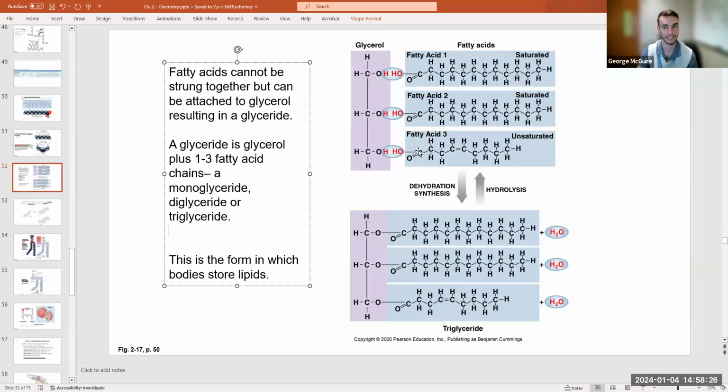Those fatty acids can be added to the glycerol head through dehydration, aka condensation synthesis, or they can be detached or removed from the glycerol head through hydrolysis, through adding water to it. Okay. So you could also refer to a glycerol head with 2 fatty acids as a diglyceride, or a glycerol head with 1 fatty acid as a monoglyceride.